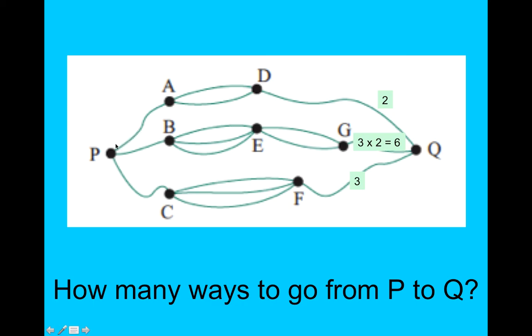And then from those, I can either take the top route or the middle route or the bottom route. It's not that I'm taking the top route and the middle route. It's one or the other. It's either or. So I'll therefore be adding each of these numbers together. 2 add 6 add 3. And that then gives me that there's 11 different possible routes going from P to Q.